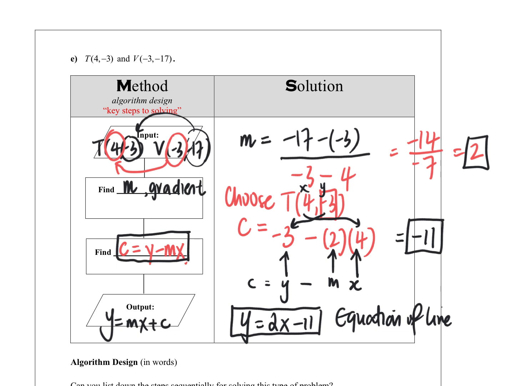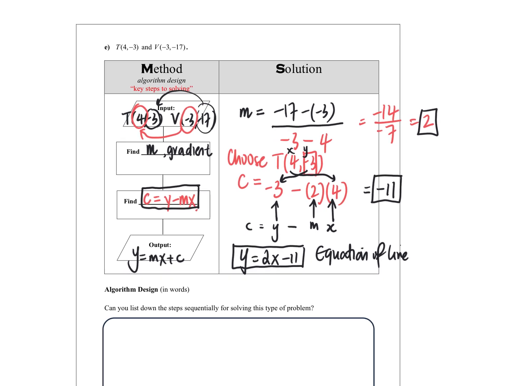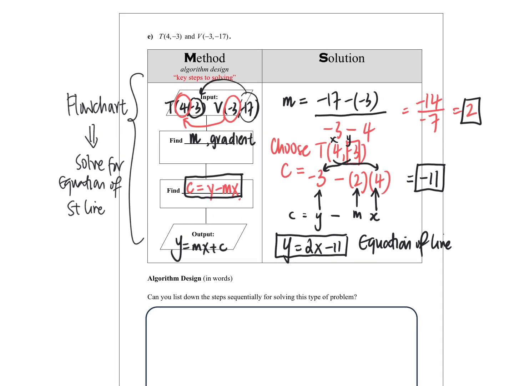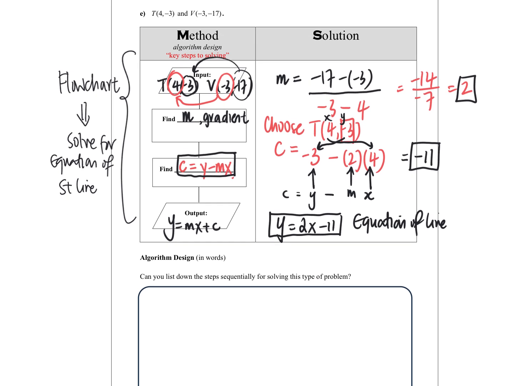Okay, so this is the sequence of steps that you have designed, using computational thinking to solve for the equation of a straight line. So this is the flow chart that helps you to solve for the equation of a straight line. However, some of you don't like the flow chart. You don't like to go through the flow chart. Maybe you prefer writing the steps in words.